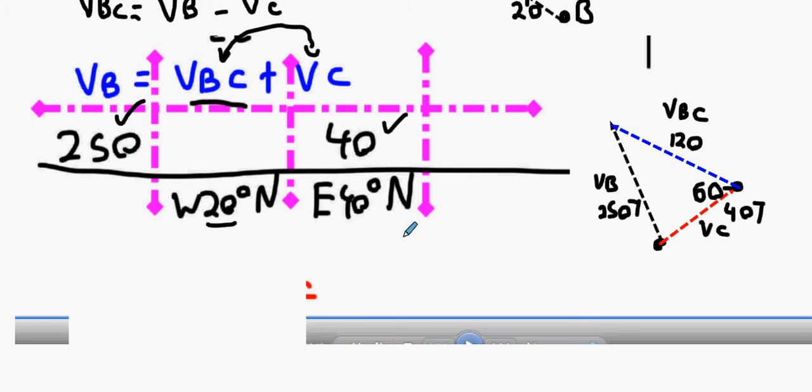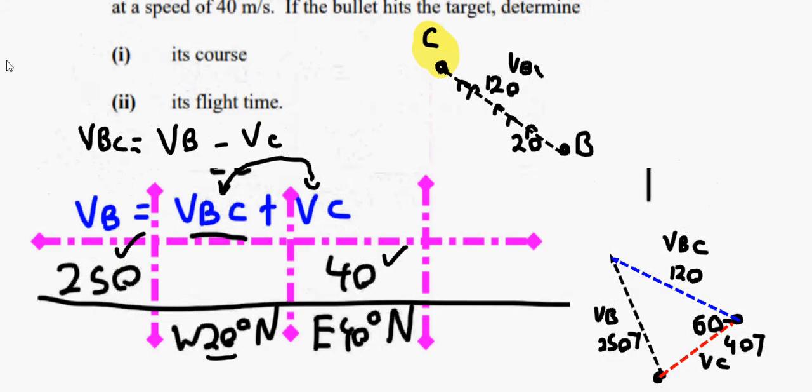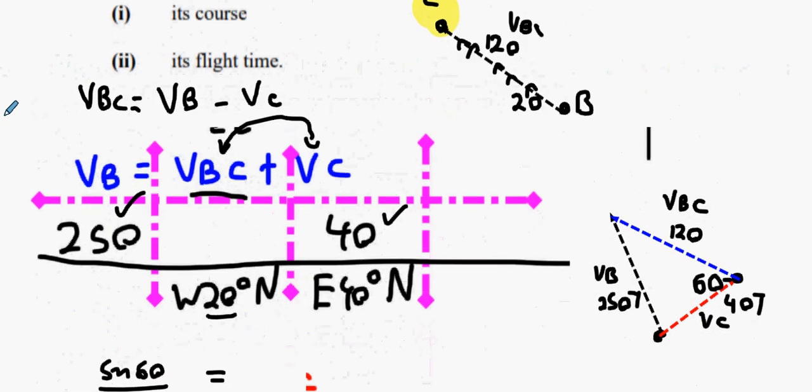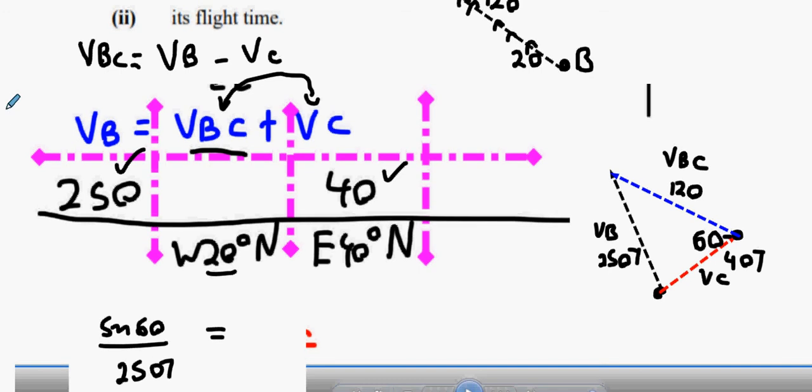That's one option. Then you can go for a sine rule here. You can say sine 60 over 250t. If we reread the question, what does it want from me? It wants the course. So what does it actually want? It wants the direction of the bullet. So which angle would be the most direct route to that answer?